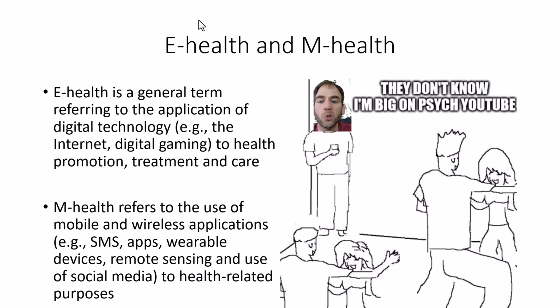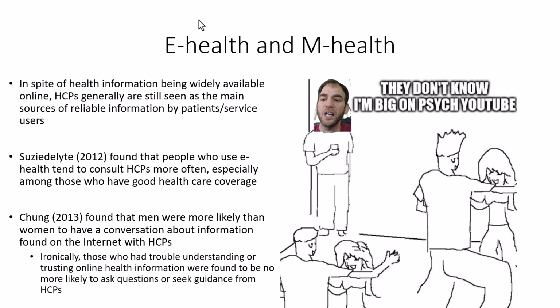Ultimately, though, to improve health outcomes. So now we have different means by which we can try to improve health outcomes through the internet, gaming, texts, apps, your phone, all that good stuff, all that bad stuff. In spite of health information being widely available online, HCPs generally are still seen as the main sources of reliable information by patients / service users.